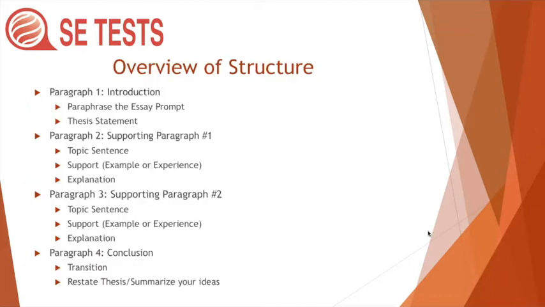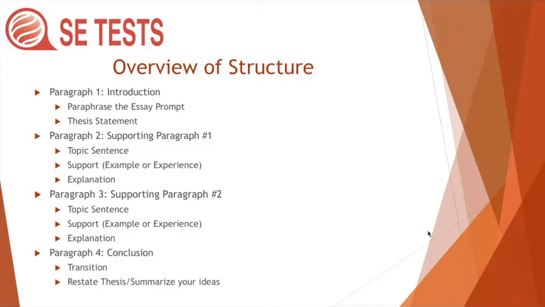So this is the overview of the structure for this type of essay. So first we have our introduction, then we have 2 supporting paragraphs and a conclusion. All writing task 2 essays are like this. So first, for the introduction, we have a paraphrase of the essay prompt and our thesis statement. So every writing task 2 essay will have a very similar introduction, but where it varies or where it is different are the supporting paragraphs.